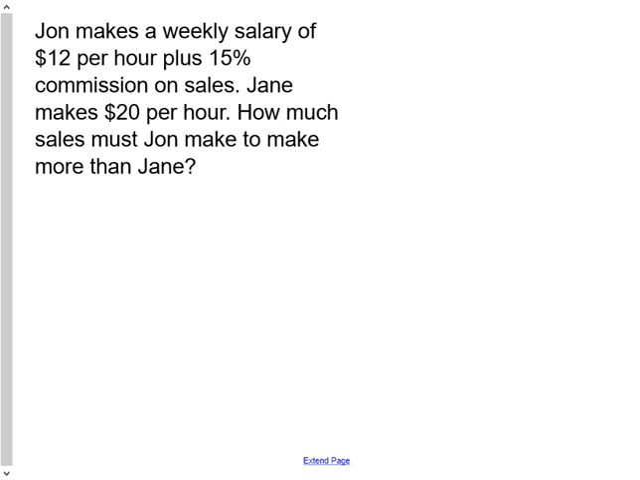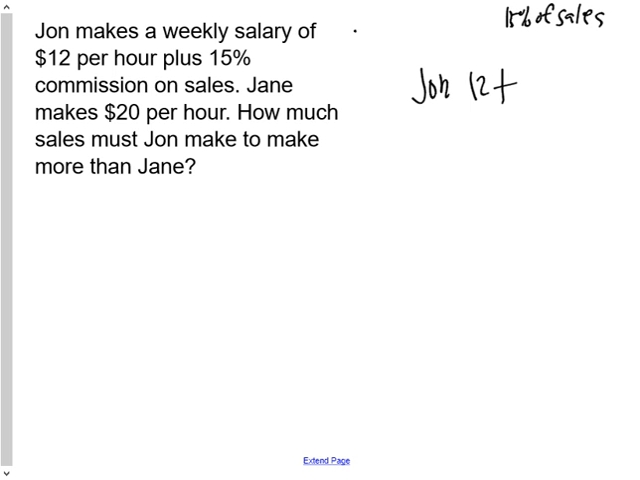And your last story problem says John makes a weekly salary of $12 per hour plus 15% commission on sales, and Jane makes $20 per hour. How much sales must John make in order to make more money than Jane that week? So we're going to start with John, and we're going to create an expression. John makes $12 per hour plus 15% on sales.